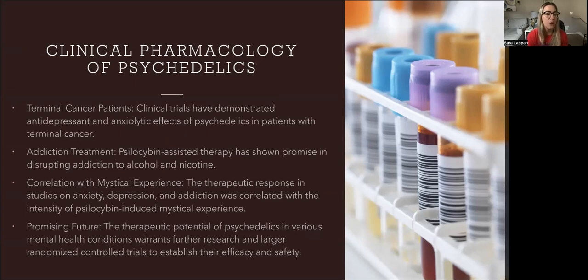And then just think of that in terms of implications for quality of life. That's pretty huge. Psilocybin-assisted therapy has shown promise in disrupting addiction, particularly to alcohol and nicotine. It is currently being applied to all diagnosable addictions, with the exception of hallucinogens, because researchers in this field disagree with that diagnosis being a part of the DSM. So it is being applied.